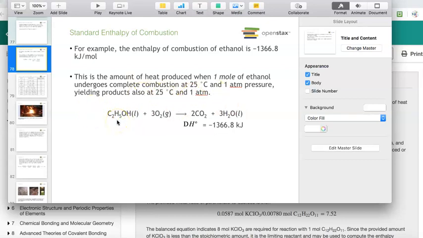So here we have ethanol burning in the presence of oxygen to yield carbon dioxide and water. And so our delta here, our change in enthalpy at standard state conditions, is negative 1,366.8 kilojoules. So it's an exothermic reaction. We know that to be true. It's a combustion reaction, so it makes sense that it has a negative change in enthalpy.